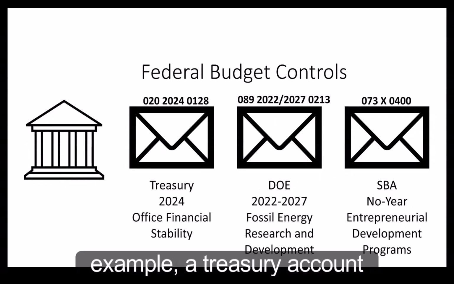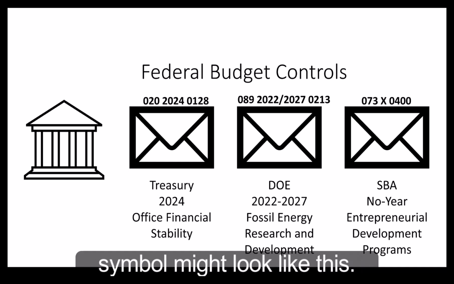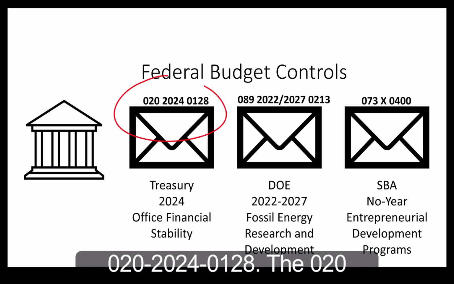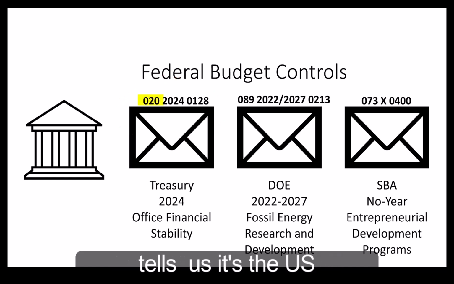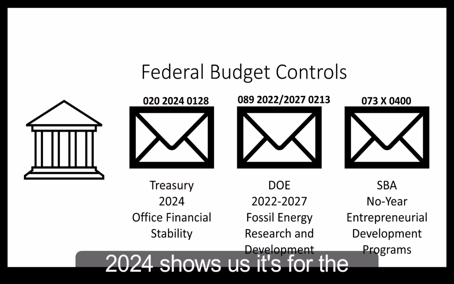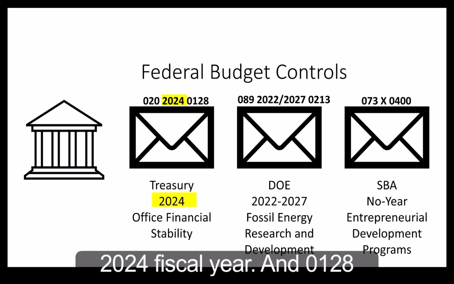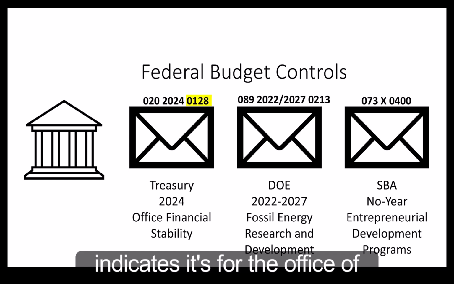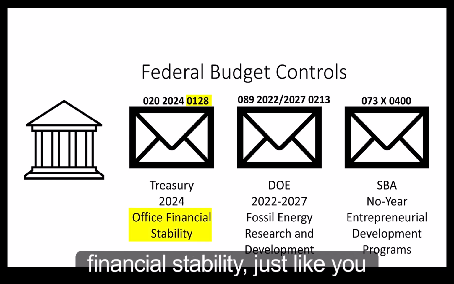For example, a Treasury Account Symbol might look like this: 020-2024-0128. The 020 tells us it's the U.S. Treasury's envelope. 2024 shows us it's for the 2024 fiscal year. And 0128 indicates it's for the Office of Financial Stability.